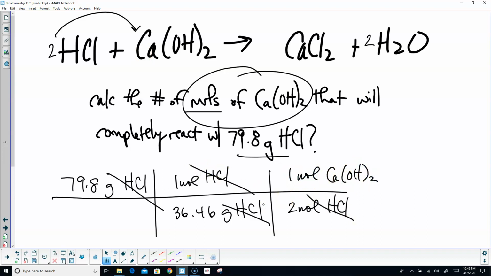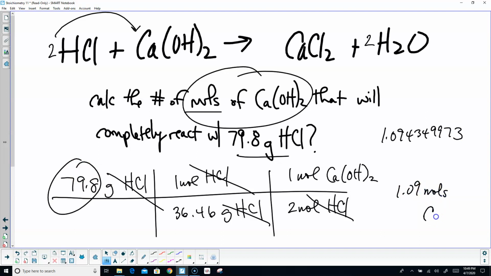I'm going to get out my magic box. So I'm going to hit 79.8 times. I don't have to do times 1 times 1. I'm just going to divide by 36.46. And then I'm going to divide again by 2. When I do so, my calculator poops out 1.094349973. Okay, I've got 3 sig figs there, so it needs to be 1.09. The unit is moles, the label, calcium hydroxide.